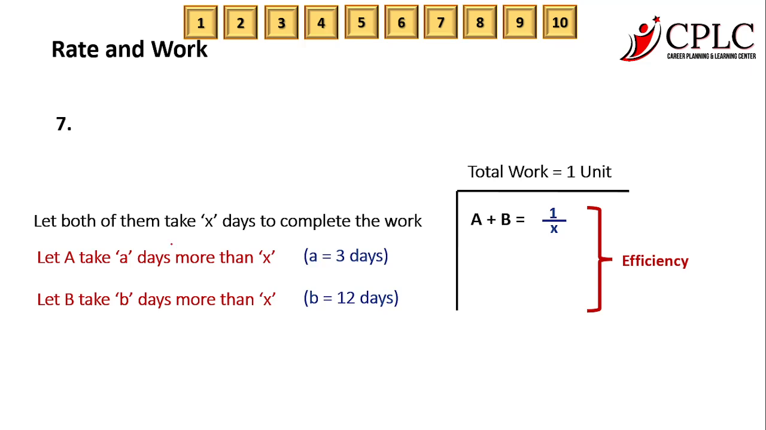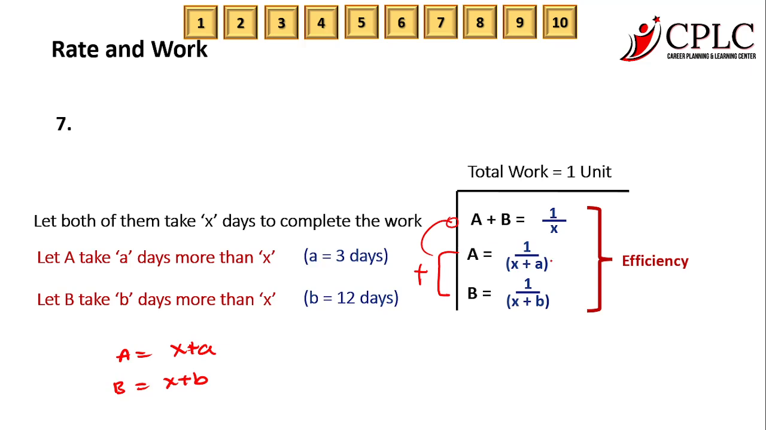Then A ka, I hope you understand, A ka total time is x plus a, and B ka total time is x plus b. So the efficiency will be 1 upon x plus a for A, and for B it will be 1 upon x plus b. Simple common sense. On the left side, if we add these two, we should get this one. So on the right side also, if we add these two, we should get this one. This is what has happened there. 1 upon x is equal to 1 upon x plus a plus 1 upon x plus b.